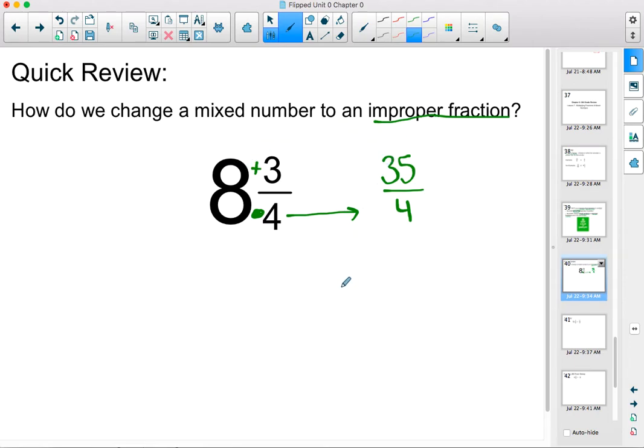And just to be completely clear here, these two numbers mean the exact same thing. 8 3/4 is equivalent to 35/4. We just wanted to write this number in a different way so that it has the qualities of just being a fraction, not a mixed number.